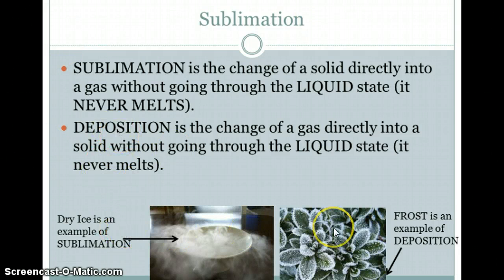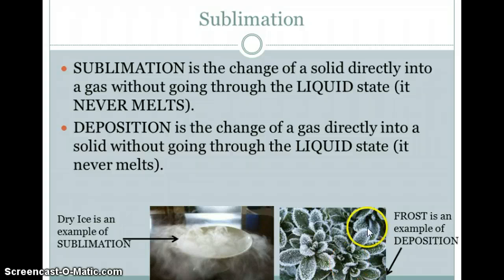And there's two examples here that you're supposed to put in your notes. So dry ice is an example of sublimation. So a block of dry ice gives off that fog, is what you might classify it as. So in here, there's a bowl with a block of dry ice, and it's giving off all this fog. That's sublimation. So the solid block of dry ice is sublimating directly into a gas.